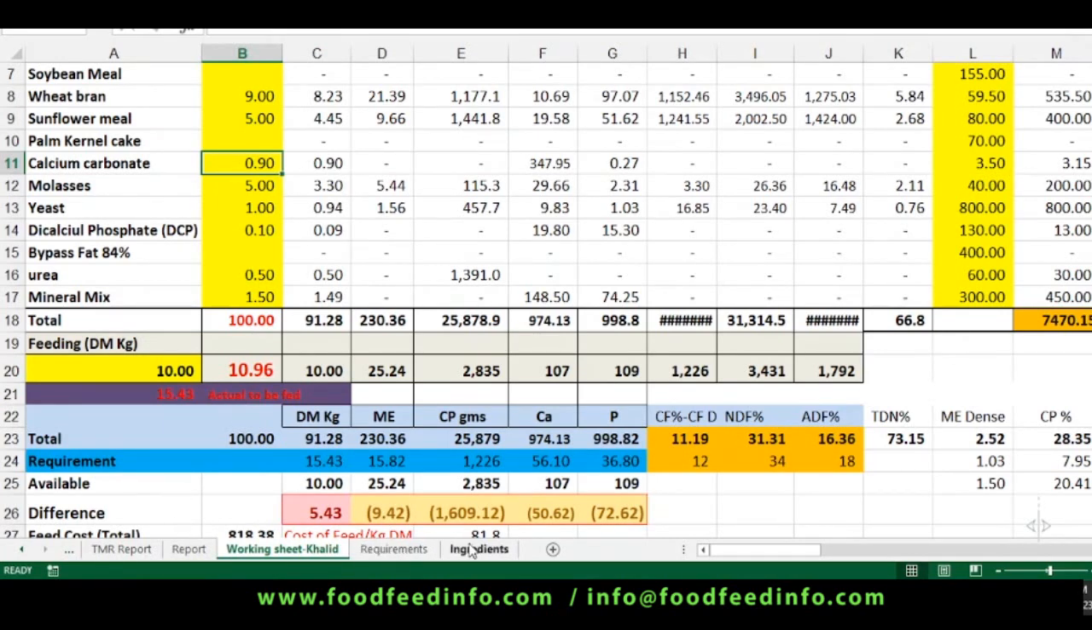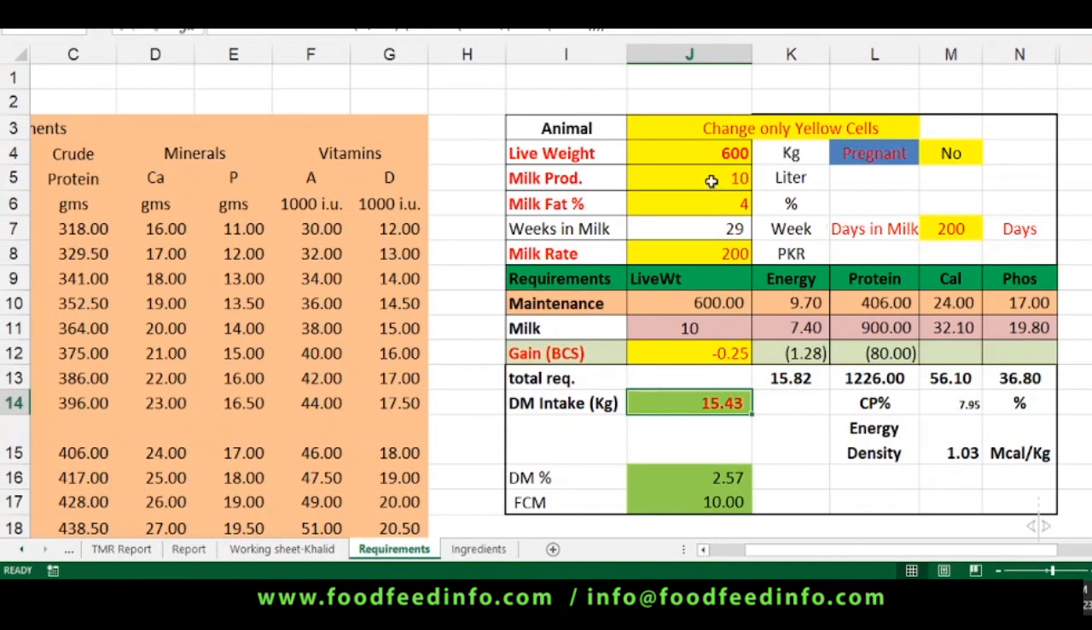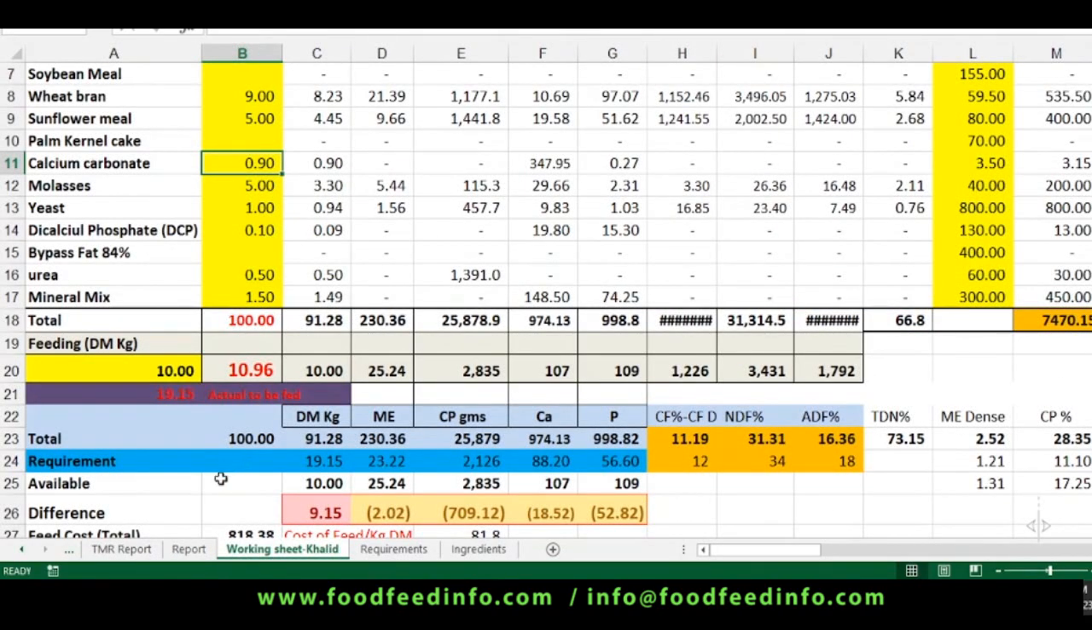The reason being, the animal which we have chosen produces only 10 liters of milk. So the requirement of such animals can be met with a little quantity of concentrate when we are feeding hay or forage. If we go up to 20 liters of milk production, now look at this sheet. Again, our ration is quite dense, and that is meeting the animal energy, protein, calcium, and phosphorus requirements. So we can go for decreasing the amount.